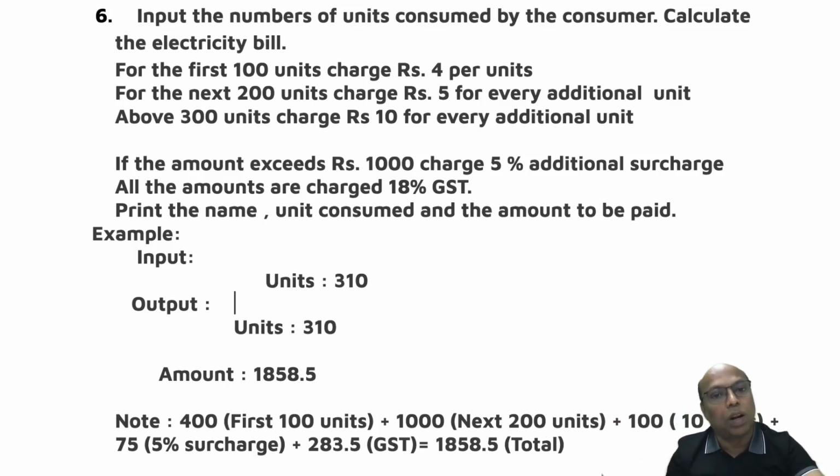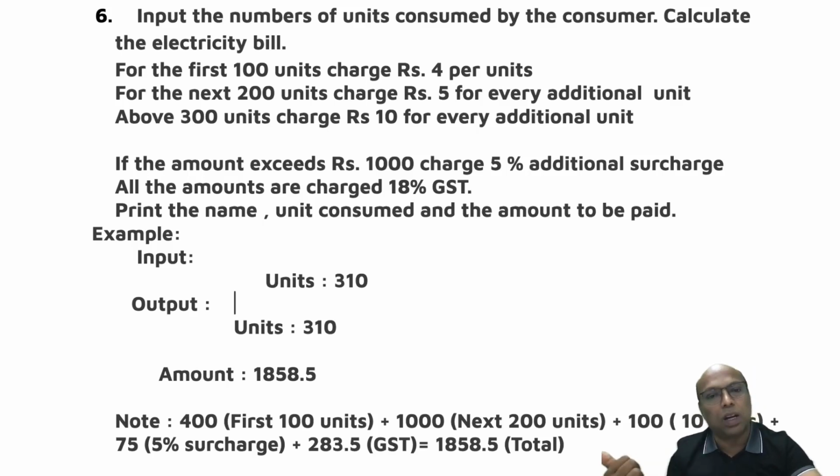For the next 200, it is what? 5 rupees for every additional unit. See the language carefully. That means if I enter 101 units, for 100 units I have to charge 4 rupees only. But for 1 unit, how much I have to charge what? I have to charge 5 rupees.